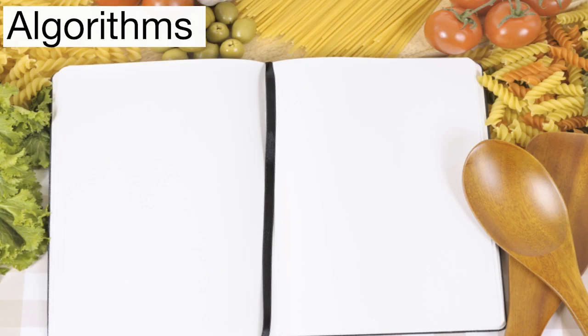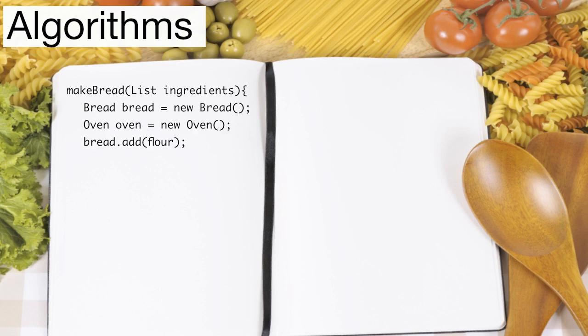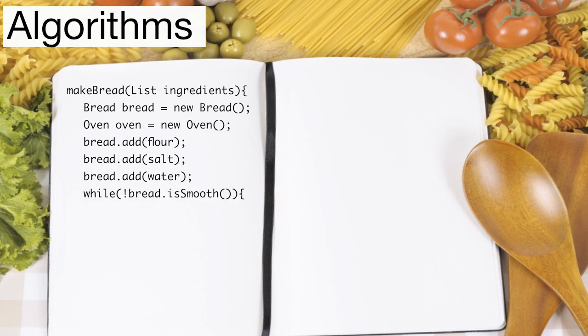The third thing that's very important in database systems are algorithms. Algorithms are very close to cooking recipes. Assume you want to make a bread. So you get a function, make bread, you have a list of ingredients as parameters, and then you can go through that stepwise. So you initialize the bread, you initialize the oven, then you add flour to the bread, you add salt to the bread, you add water to the bread. And then there's a little while loop that checks whether the bread is smooth. If not, you keep on kneading the bread.